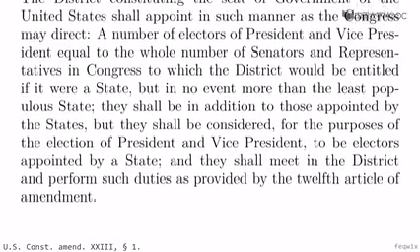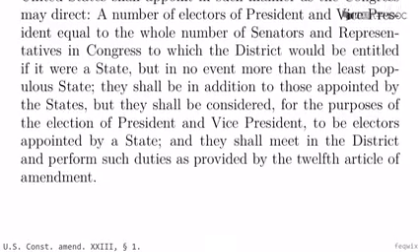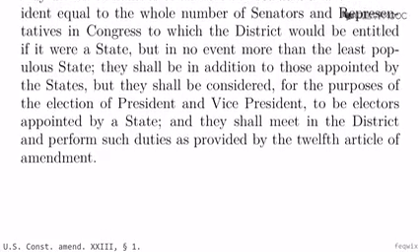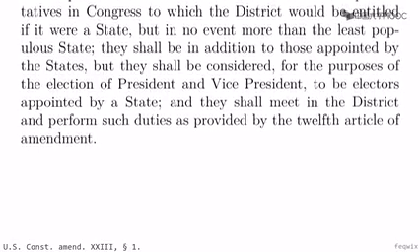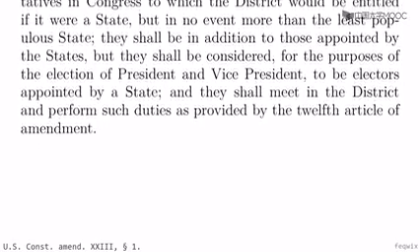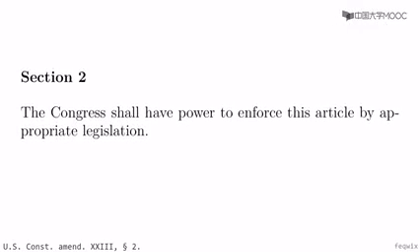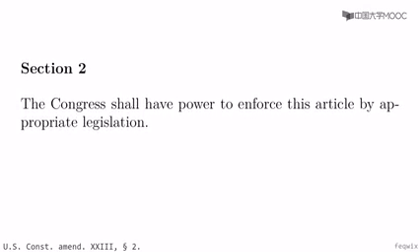They shall be in addition to those appointed by the states, but they shall be considered for the purposes of the election of President and Vice President to be electors appointed by a state, and they shall meet in the district and perform such duties as provided by the 12th Article of Amendment. Section 2. The Congress shall have power to enforce this article by appropriate legislation.